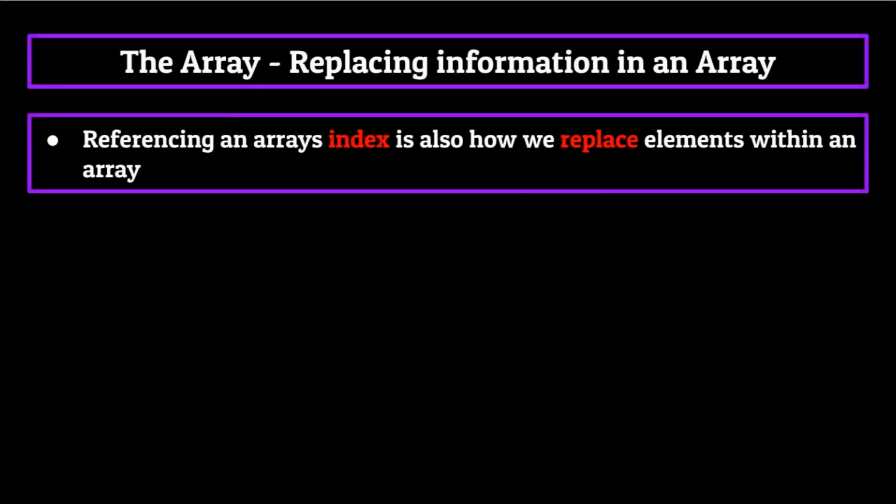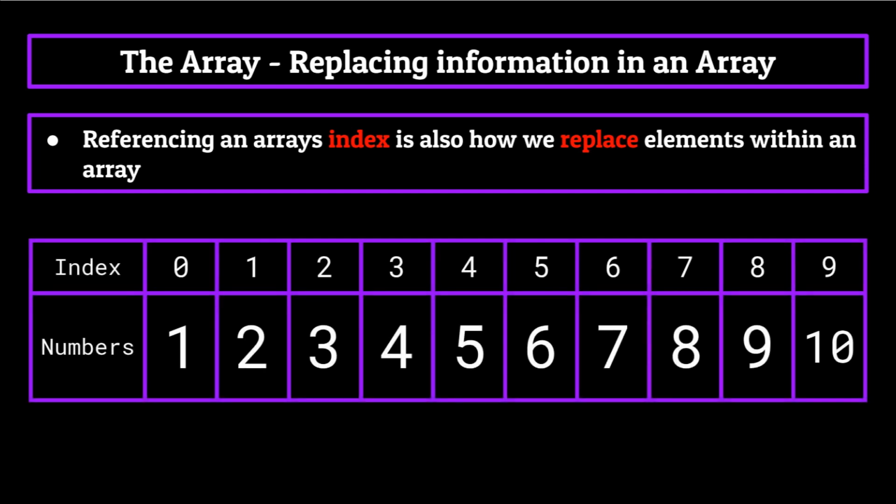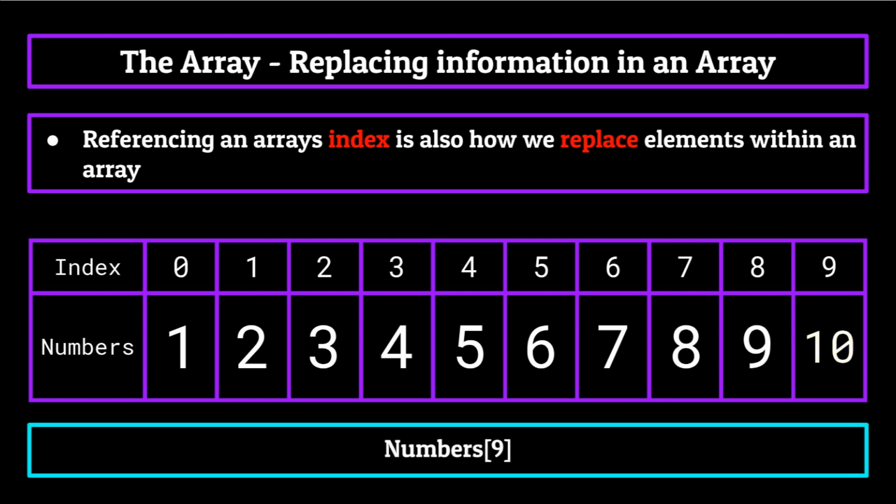Referencing an array's index is also how we replace elements within the array. Continuing with our numbers array, let's say we wanted to change the last element in the array, the integer 10, to be the integer 11. What we would do is reference the 9th index of the numbers array, the one which contains the integer 10, and set it equal to 11.